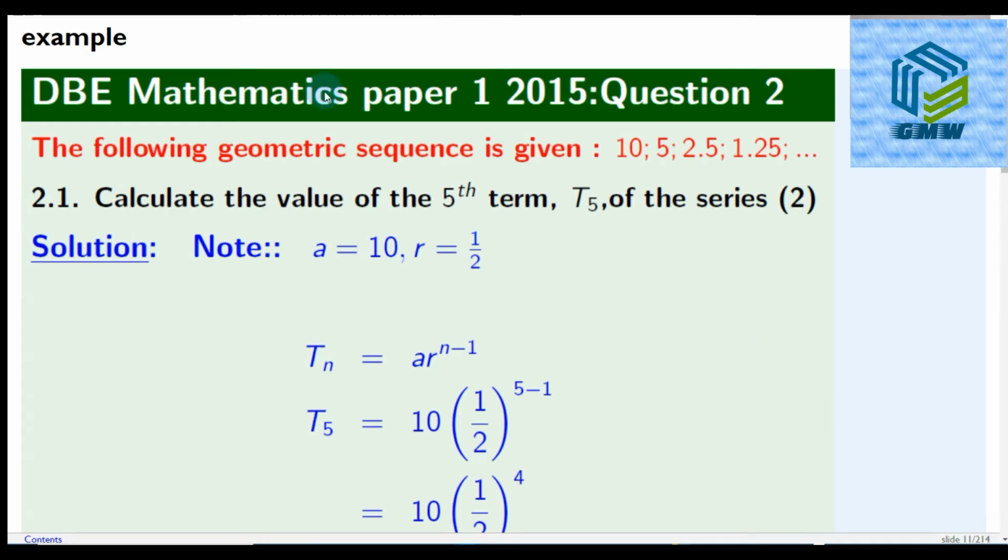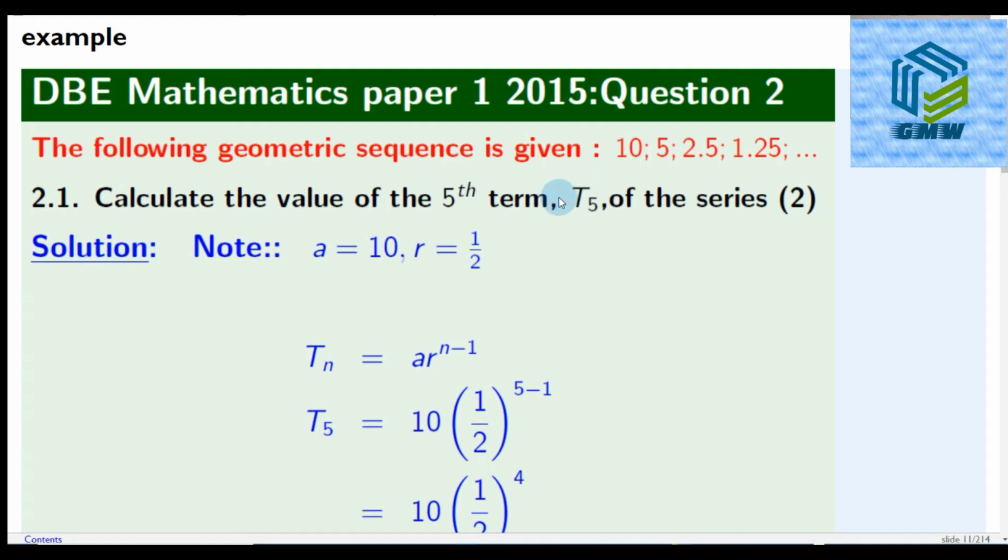With an example here, DBE paper 1 2015, question number 2. The following geometric series, here we are in luck. The question specified the type of sequence that we are dealing with. The geometric sequence is given by 10, 5, 2.5, 1.25. Now this is a sequence, not a series. Why? Because the terms are just listed, separated by semicolons.